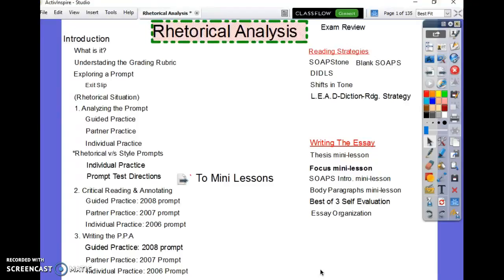I wanted to do a video on critical reading of a rhetorical analysis prompt, just to make sure everybody's on the same page. You do have an assignment due with this, but I wanted to walk you through it before I let you loose on the assignment. So we're going to take a look just at critical reading and annotating. Remember that annotating just means taking notes. You can kind of see that in the word.